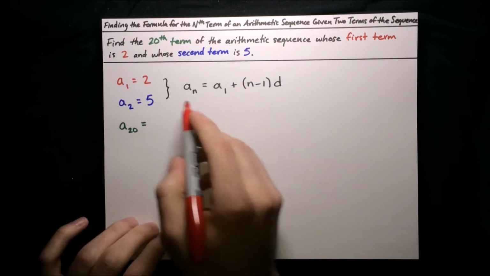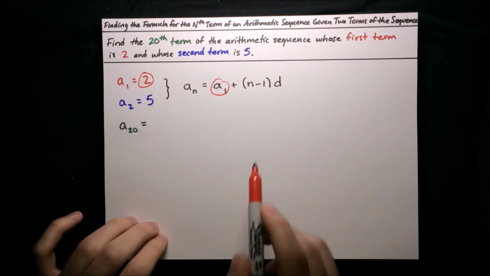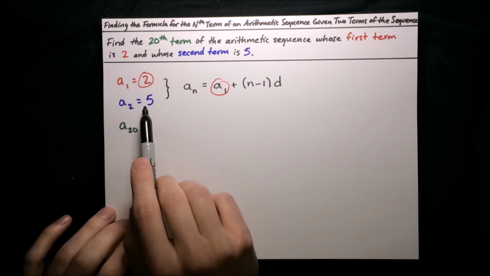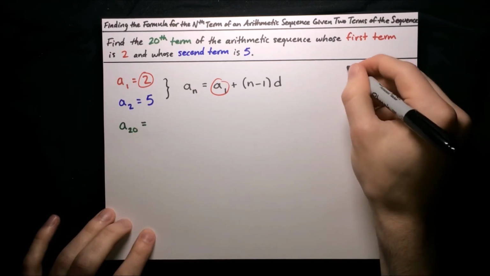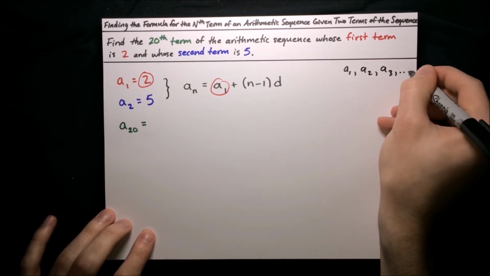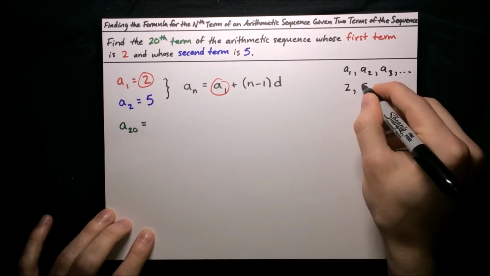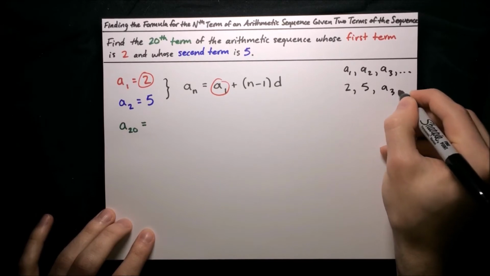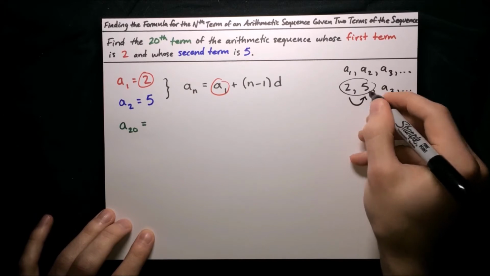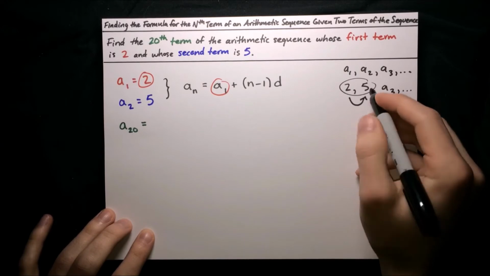Well, we already know the first term. First term is just 2. So a1 is just 2. So we really just need to find the common difference. But this is easy because we have two consecutive terms of the sequence. The sequence is just a1, a2, a3, and so on, and we know the first two terms, 2 and 5. a1 is 2, a2 is 5, and then something's a3, and so on, but these first two terms are really all we need. How much do we add to get from the first term to the second term? That's the common difference.